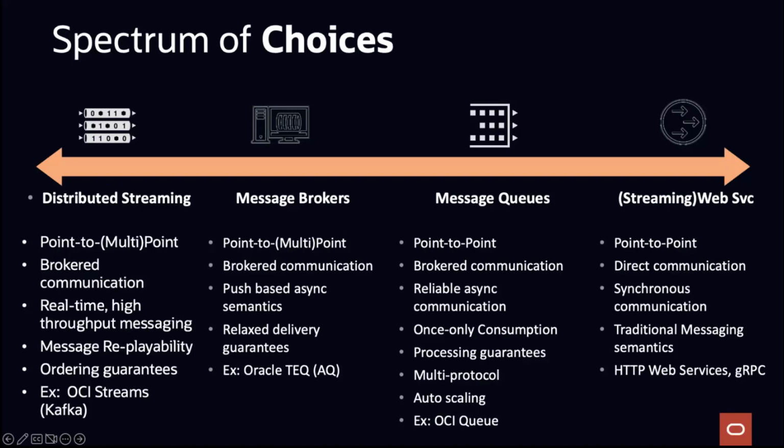The next thing that comes into the picture is our message queue service. It provides a point-to-point service. A single message is only consumed by a single consumer for a specific period of time, until the visibility timeout runs out. It is a brokered communication service and also provides asynchronous communication. It is a once-only consumption service, so once a message is read, you can delete that message from the queue. It also provides processing guarantees, supports multiple protocols, and is auto scaling. These are the different features we already spoke about for the OCI Queue service.